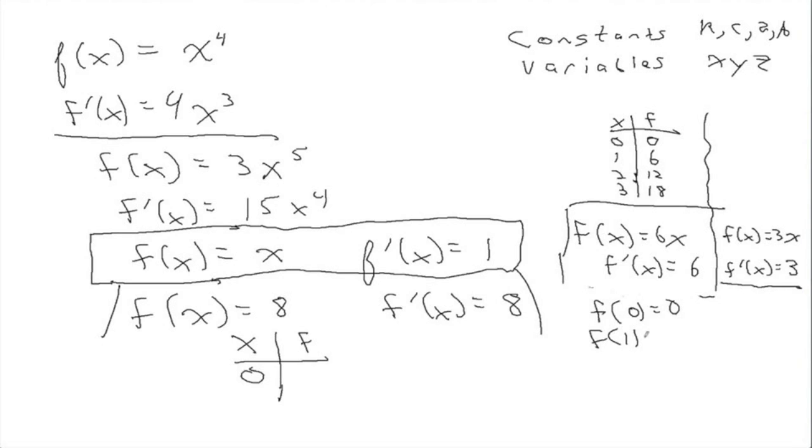And what would f of 1 be for this function? 6. And what would f of 2 be? 12, as we already put in our table here. So the point is the way you use a function is you take your input and you put it into the formula, and then the formula tells you what the output is. So if the input to this function is 0, what would be the output? 0. Actually, that's not correct.